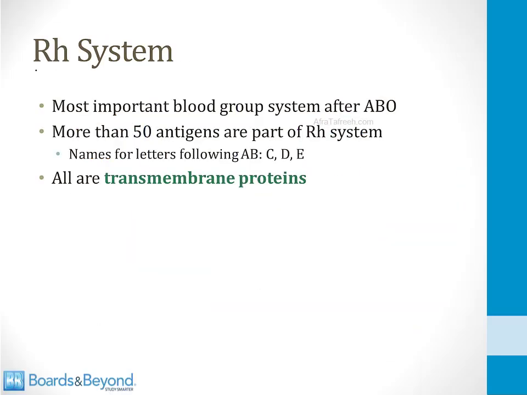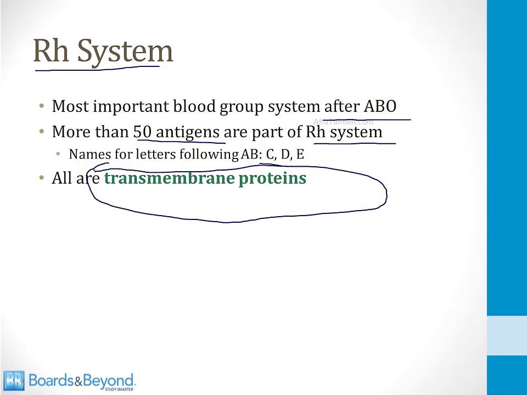Now let's talk about the RH blood group system. This is the most important blood group system after ABO. There are more than 50 antigens that are part of the RH system, and they're all named for letters following A and B, letters like C, D, and E. And in contrast to the sugars that made up the AB antigens, all of the RH antigens are transmembrane proteins.